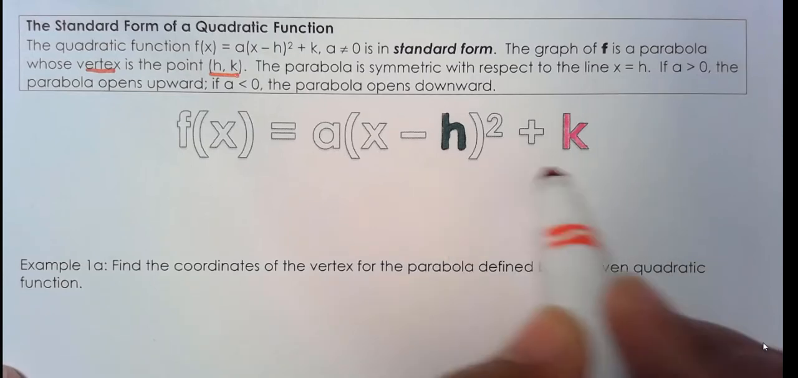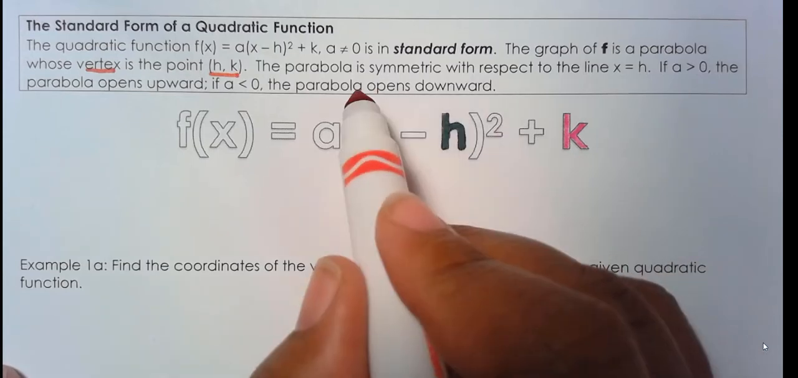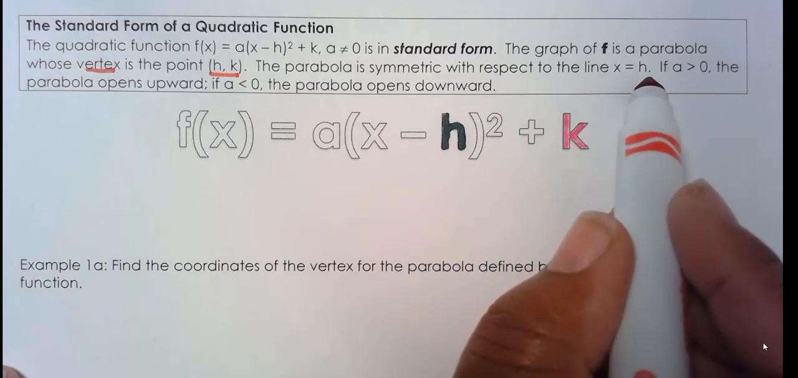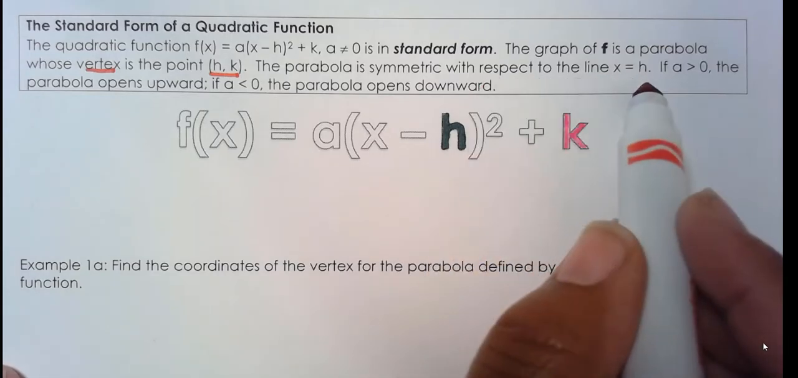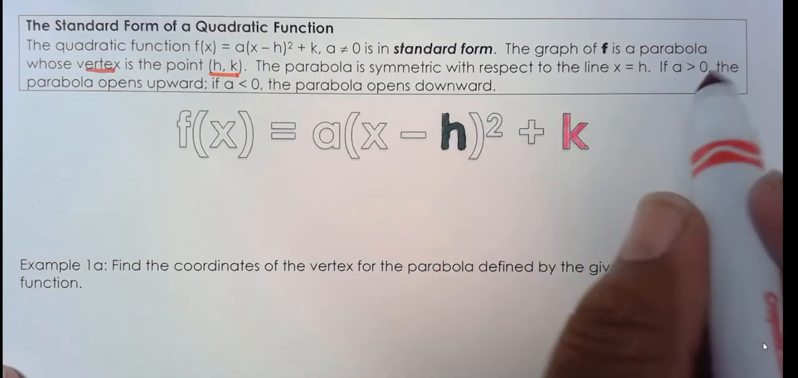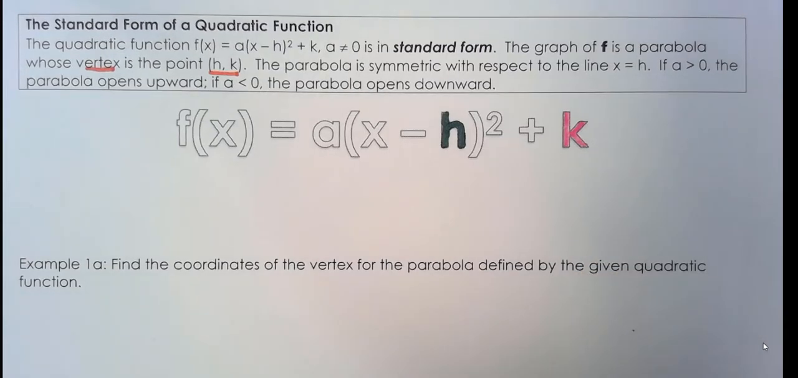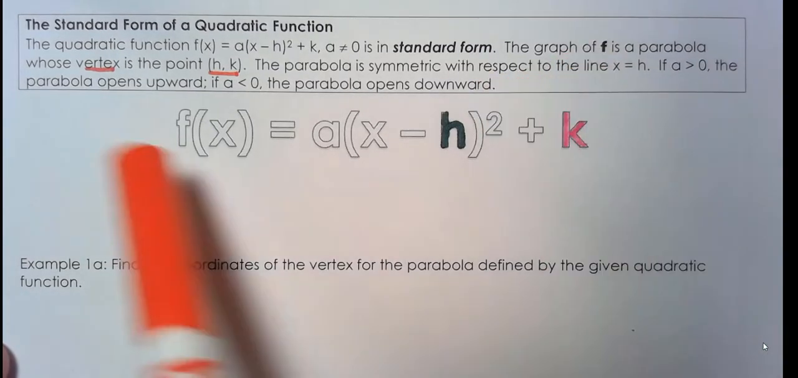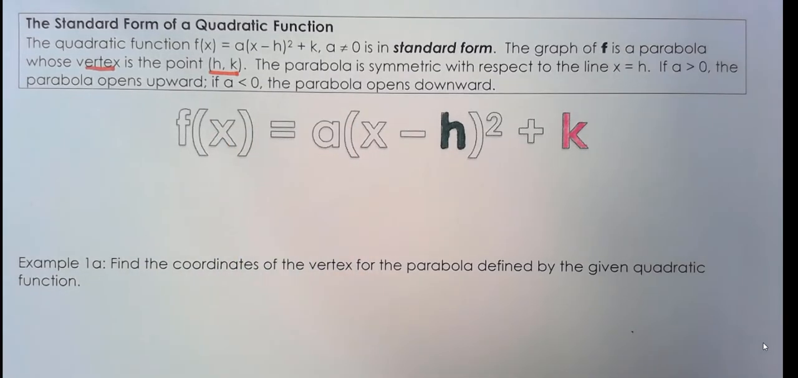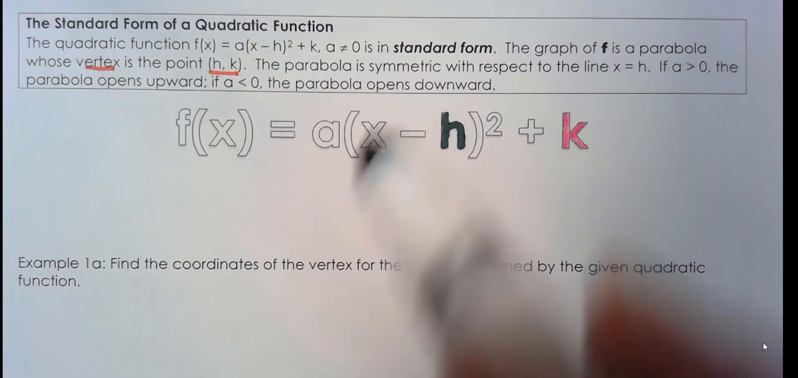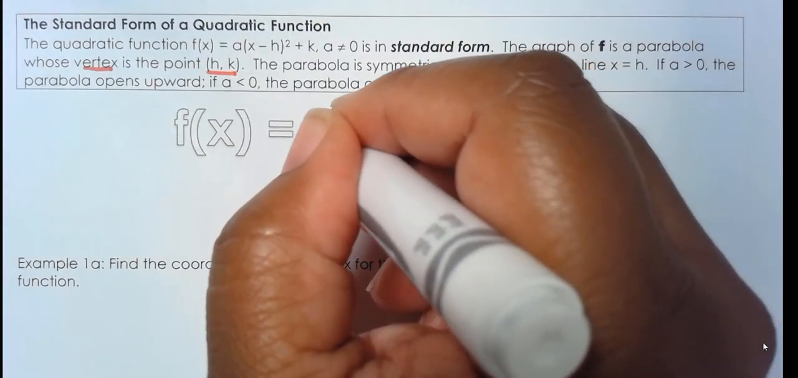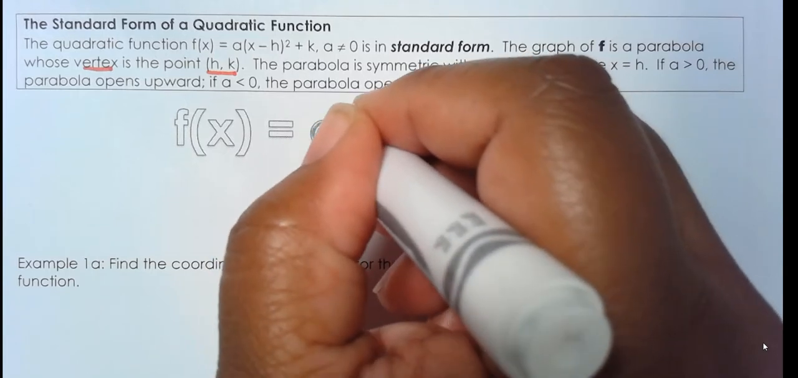So if you notice, I have it colored here. It says the parabola is symmetric with respect to the line x is equal to h, meaning this would be the axis of symmetry, our h here, that's in the middle. And it says if a is greater than 0, the parabola opens upward. If a is less than 0, then the parabola opens downward. So any number that's in front of the parenthesis will determine if the parabola opens upward or downward.